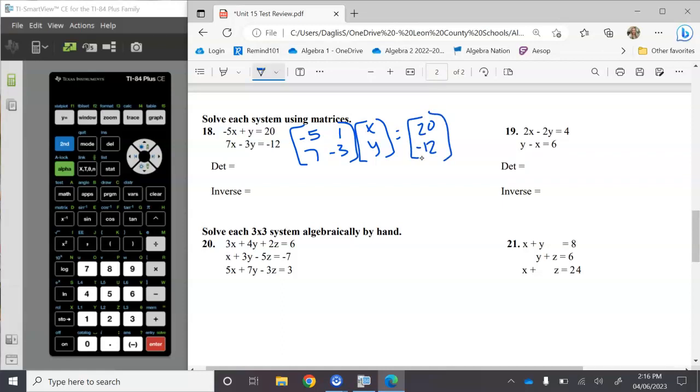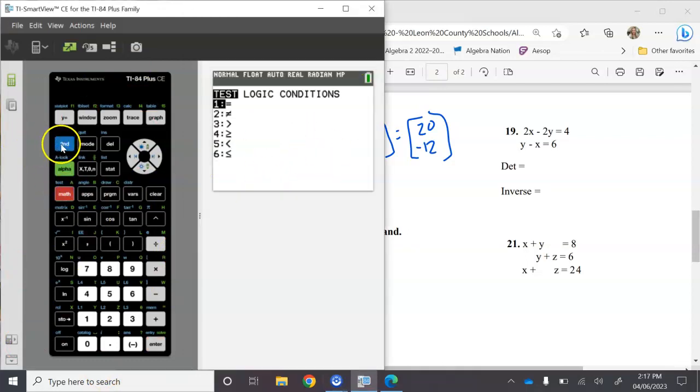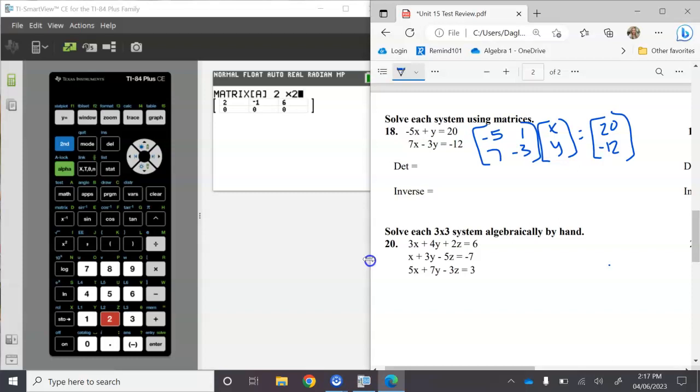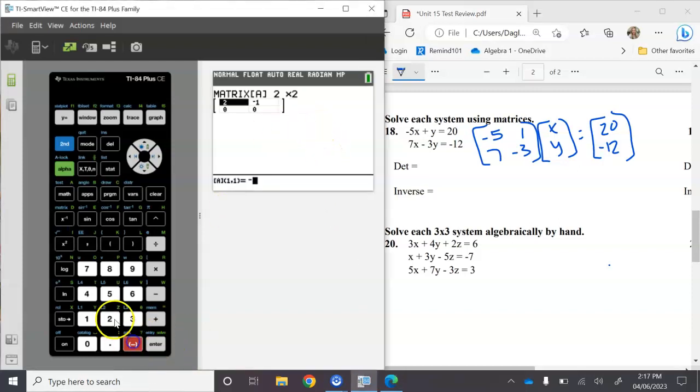Okay. It wants me to find the inverse of our matrix A. So negative 5, 1, 7, and negative 3. I can do that in my calculator. Let me show you. All right, so to find the determinant, we're going to go into our matrix. Matrix menu, there we go. We have a new matrix A we're going to work with. It's a 2 by 2, right? And it's our coefficient matrix, so it's going to be negative 5, 1, 7, and negative 3. So there is our determinant matrix.